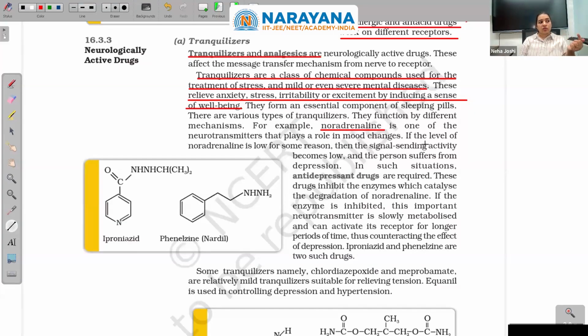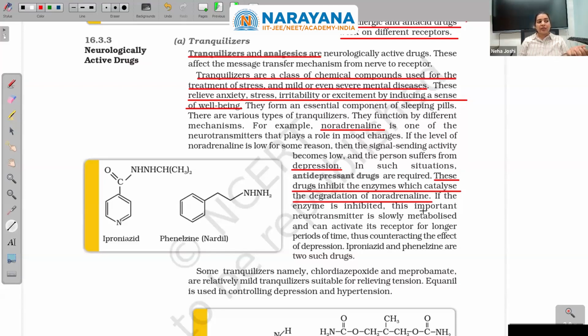Noradrenaline is just the opposite. If the level of noradrenaline is low for some reason, then the signal sending activity becomes low and the person suffers from depression. In such situations, antidepressant drugs are required. These drugs inhibit the enzyme which catalyzes the degradation of noradrenaline. In the body, if the adrenaline rush is less, they will feel depressed. So we send drugs which inhibit the enzyme which decomposes noradrenaline in our body.